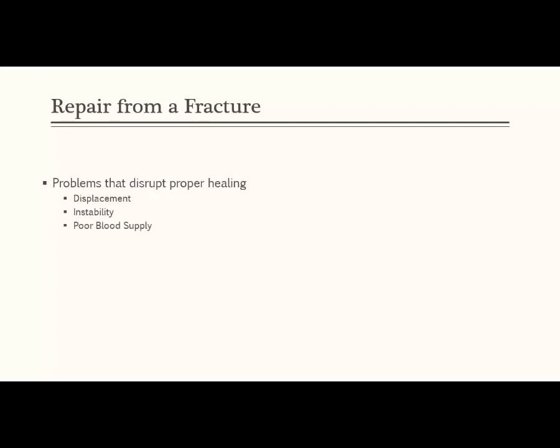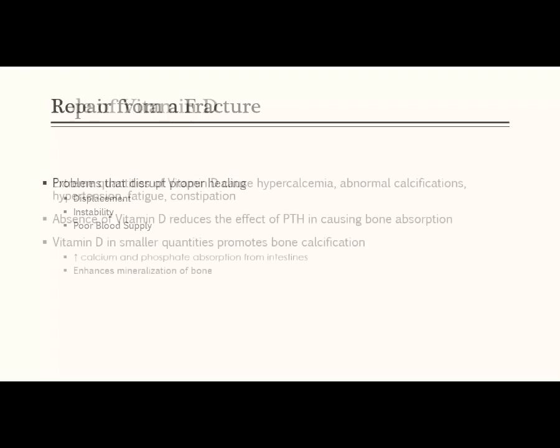When the blood supply is poor, fracture healing is slowed, and this is often a problem in people with vascular disease, including small vessel disease from things like diabetes and larger vessel disease from peripheral arterial disease.